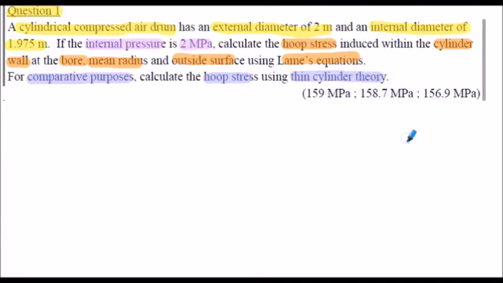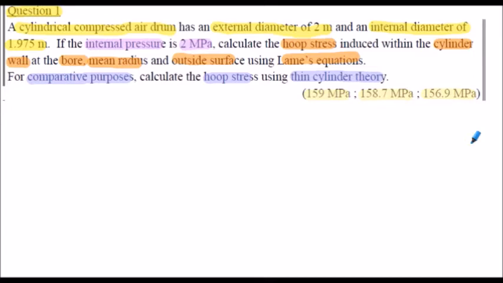What you'll notice with this particular question is that the pressure vessel is a thin-walled vessel. The D upon t is greater than 20. The answers are shown in the brackets, and you can clearly see that the outside hoop stress, the mean diameter hoop stress, and the inside hoop stress are very, very similar. And that's what you would expect if you refer back to our presentation on thin-walled pressure vessels.